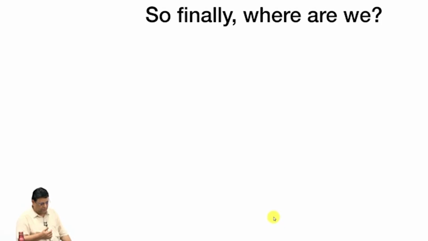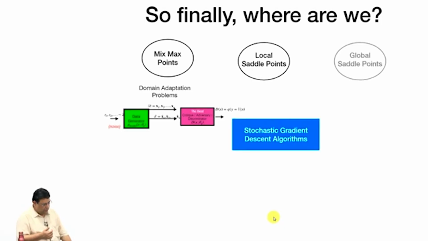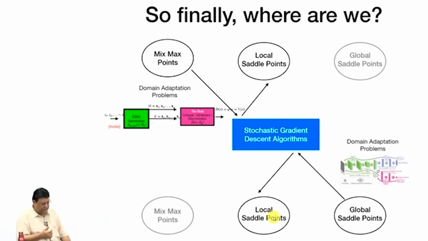So finally, where we are, this is probably my last slide. We talked about 2 problems today, right? One was this GAN and one was this domain adaptation. And we talked in the morning about 3 concepts. One was min-max or max-min, doesn't matter. Another was global saddle point, and one was local saddle points. So this, actually this is wrong, this is not domain adaptation, this is GAN, okay? This is the domain adaptation problem.